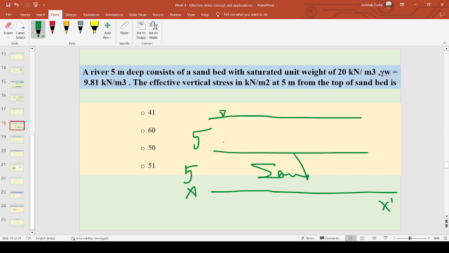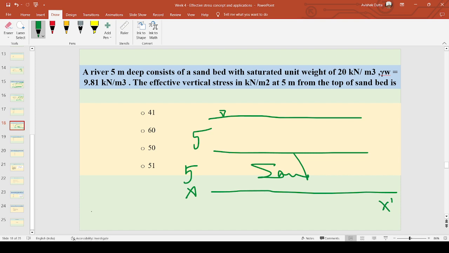The water above will not play any role in the effective vertical stress. Why? Because effective stress means the grain to grain transfer of pressure or stress, and the water on top of the sand layer will not have any influence on that. So in this case, we are going to consider only the submerged unit weight of the sand. The saturated unit weight is 20. The submerged unit weight will be 20 minus 9.81, and that multiplied with 5 will give us the answer.